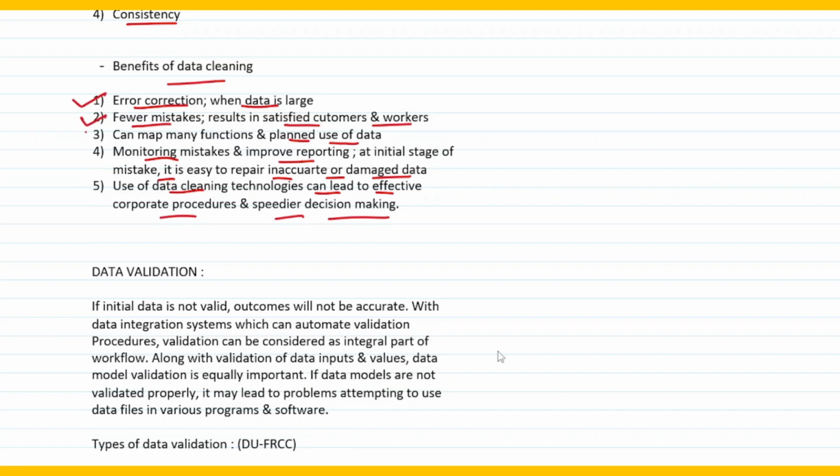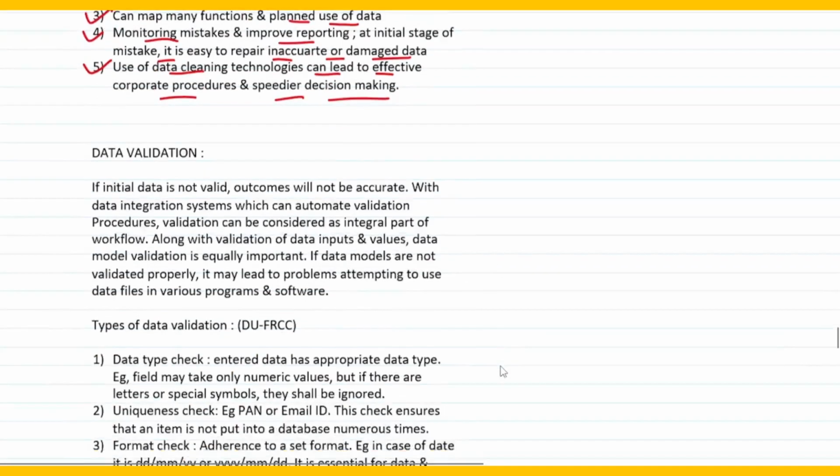You can map many functions and you can have a planned use of data. Fourth one is monitoring mistakes and improve reporting. At initial stage, it is easier for you to repair the inaccurate or the damaged data. And finally, use of data cleaning technologies can lead to effective corporate procedures, and obviously it can help you in making speedier decision making, right? So these are the benefits of data cleaning, right?